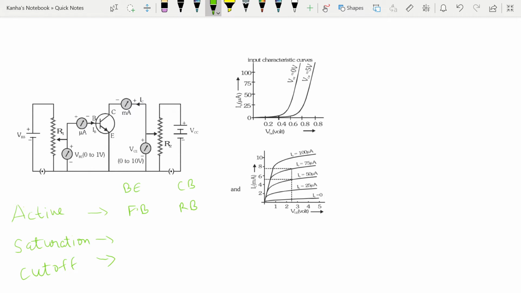In the saturation region, saturation is what? Saturation is when both are forward biased, both the circuits, and cutoff is when one is reverse biased and the second one is reverse biased as well. So these two are used for switching circuits. So switch on and off. The first one is for on, this is for on, this is for off. Okay, and this is used for amplification.